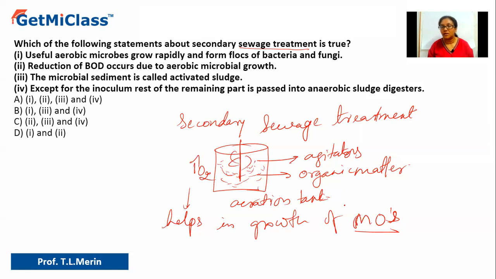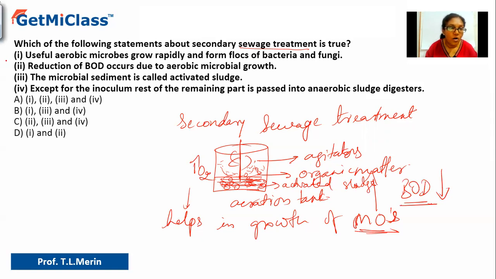Further, after aeration, what is done? Then it is allowed to settle down. Of course, because of this, these organisms will feed on the organic matter, and they will reduce the BOD of the water. Biological oxygen demand will be reduced. Then it is allowed to settle. When it is settled, these bacteria and fungi form clump-like structures which we call flocks. These flocks will slowly settle down, and this is what we call activated sludge. Why? Because it has active organisms, living organisms, aerobic organisms.